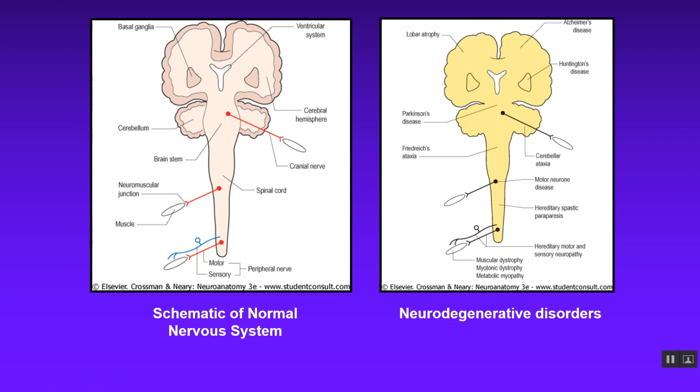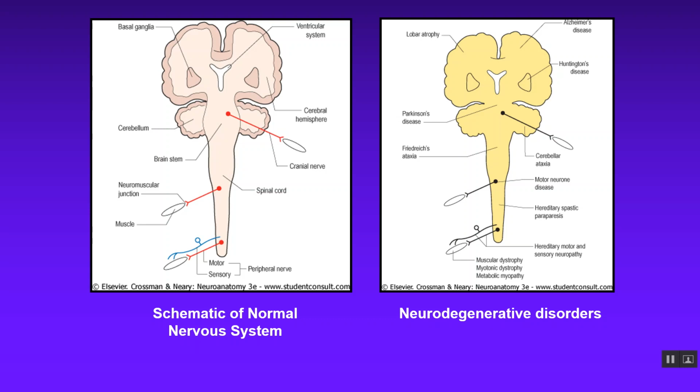This is just to orient you to this little schematic diagram that the Crossman book uses. They have these little boxes that you'll see occasionally pop up in the chapters that are related to certain disorders and so forth. So here's an example. They use this schematic, showing you a representation of the nervous system.